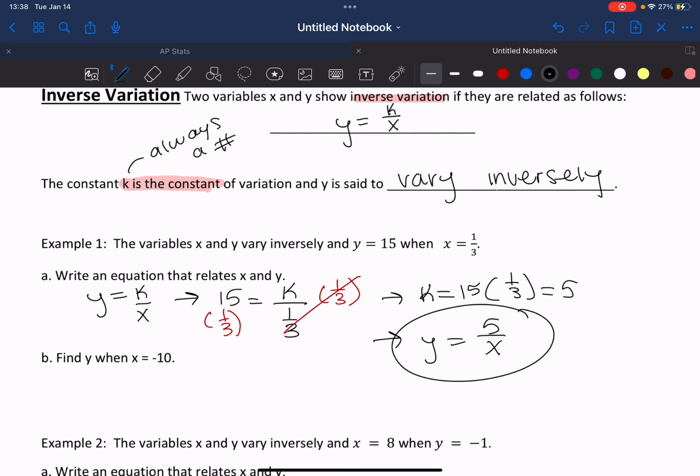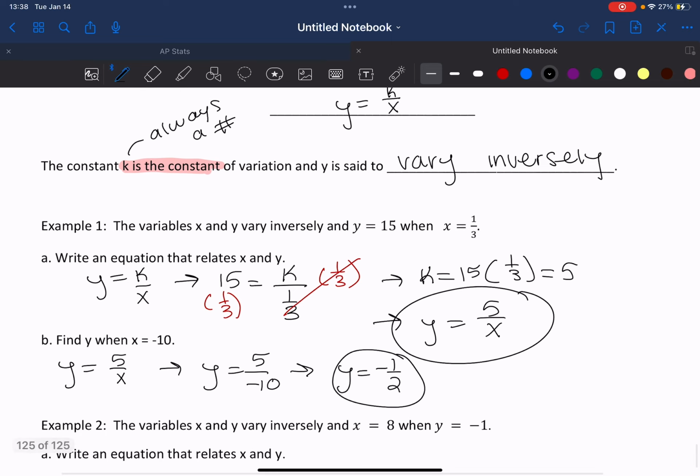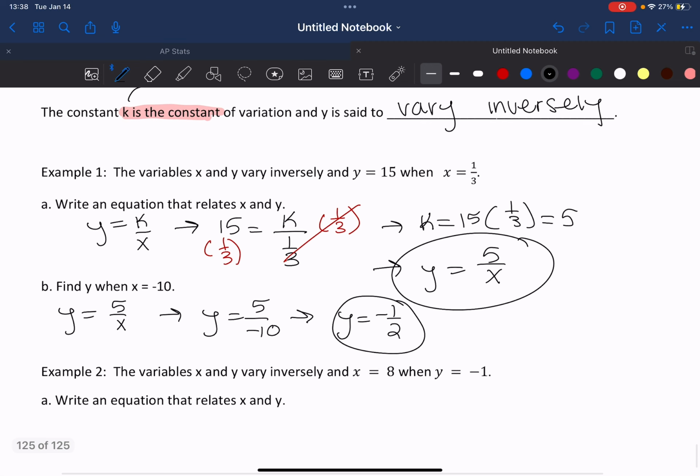We're going to use this new equation that we found to solve part B of example 1. So we have y is equal to 5 over x, and it says find y when x is equal to -10. So instead of x, I'm going to write -10. So y is equal to 5 over -10, which means y is equal to -1/2, and that's my answer. So we're going to do the same process in example 2 and example 3.